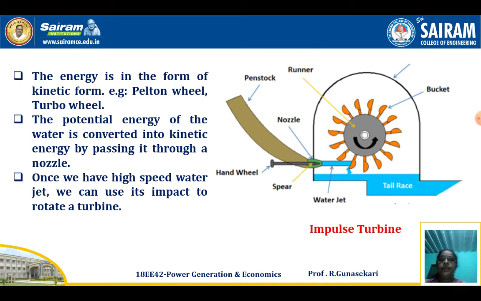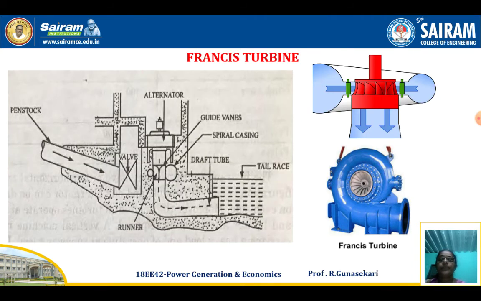Then next, the potential energy of the water is converted into kinetic energy. Once we have a high speed water jet, we can use its impact to rotate a turbine only. So the water jet is used to rotate the runner, that means the blades. So automatically the potential energy of water is converted into kinetic energy. Then Francis turbine, you see the diagram, these are the images, you can clearly understand the Francis turbine.